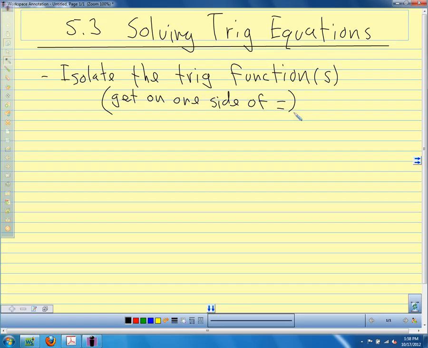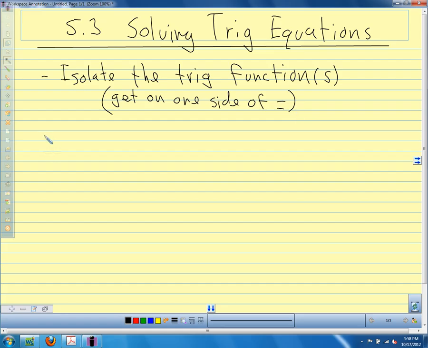And everything else on the other side. So the numbers on the other side. We're trying to isolate, we're solving for the trig function, where normally we would solve for x or y or whatever our variable is. Here we're solving for the trig function.